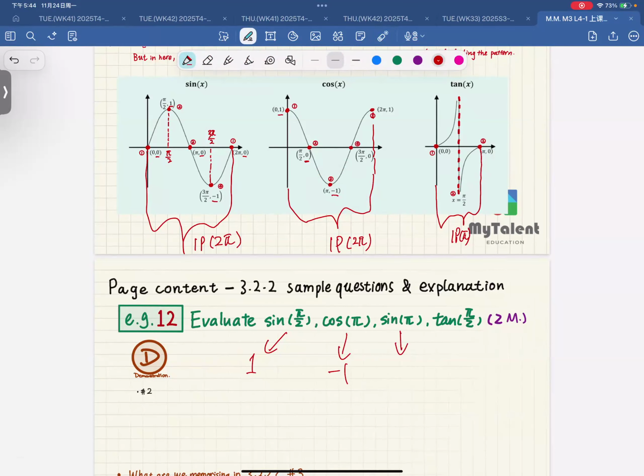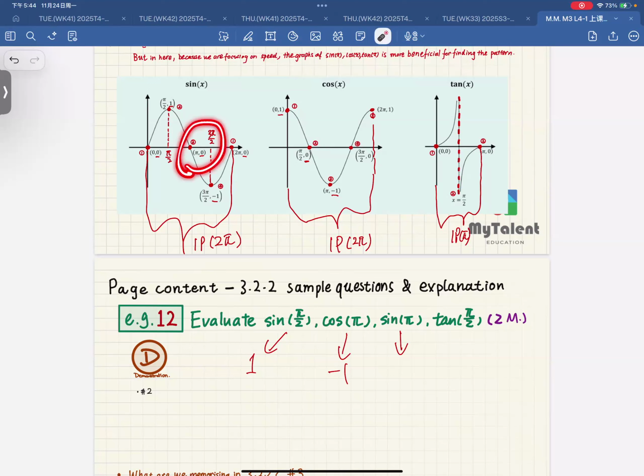I don't know. Which graph do we need to use? The sine graph, right? When x is equal to pi, what's y equal to if you look at the graph? 0. Yes, right? When x is equal to pi, y is equal to 0. So sine pi is equal to 0.